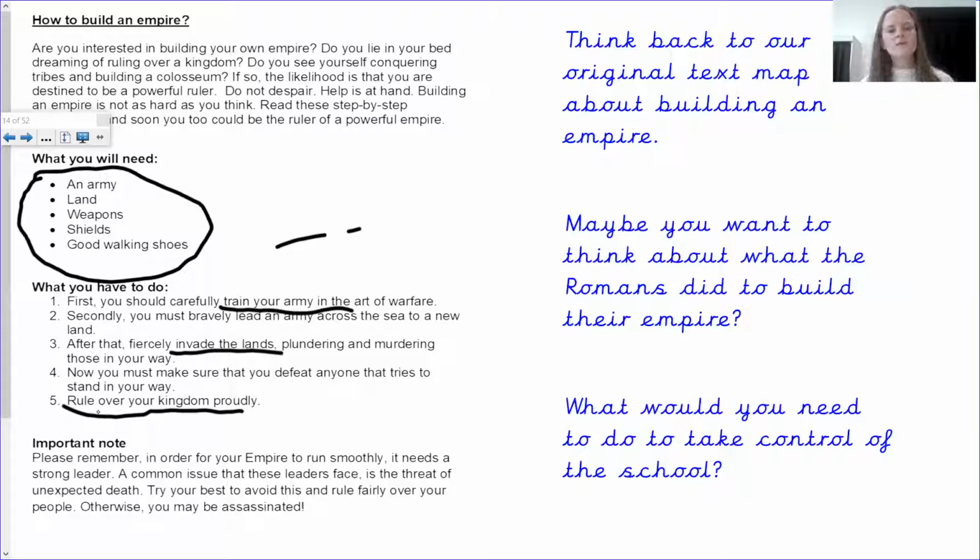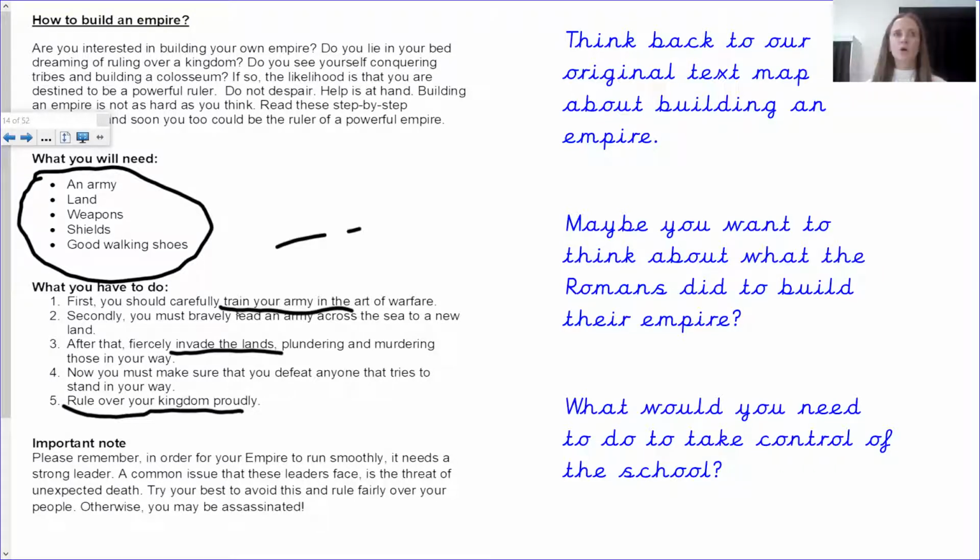And then remember, we also looked at things to remember about unexpected death, to be careful about that and avoid being assassinated and avoid people taking over from you and making sure your empire ran smoothly. So I want you to pause the video now, and I want you to give it a think about how the Romans built their empire, what you've learned about how the Romans built their empire, and what do you think you would need to take control of the school.